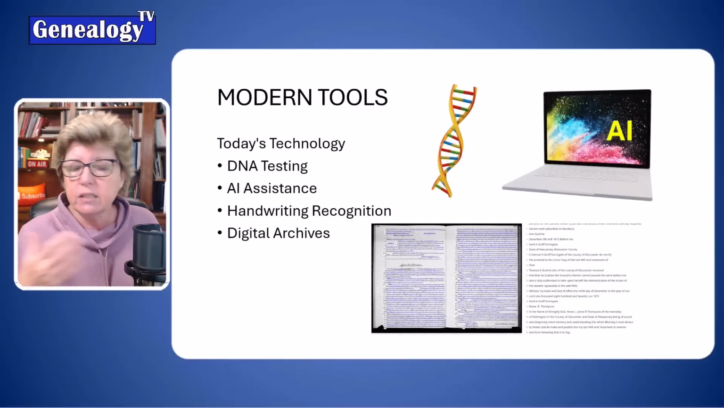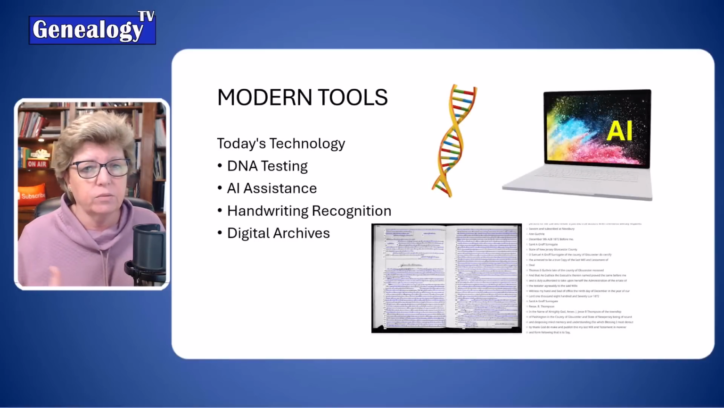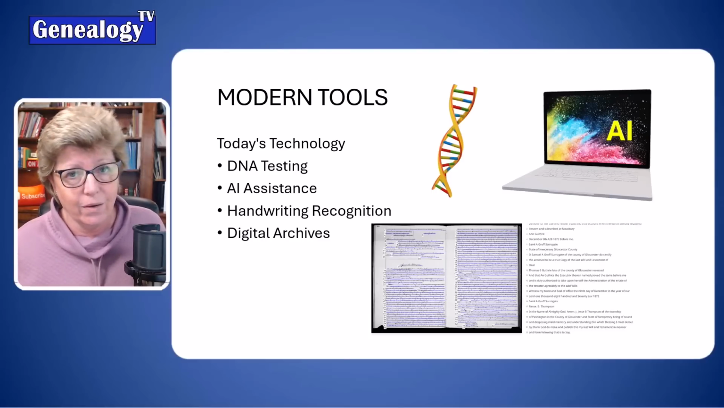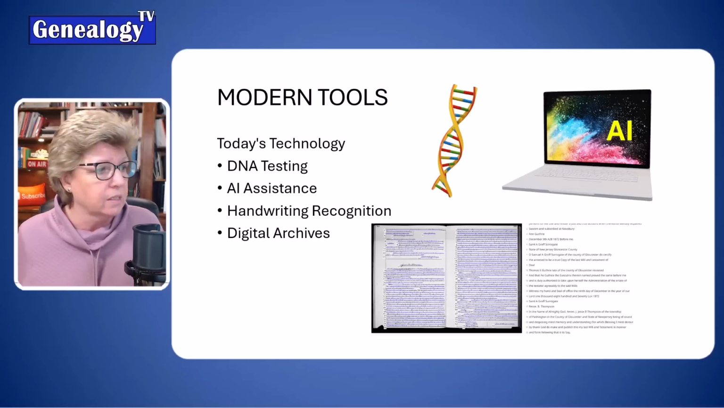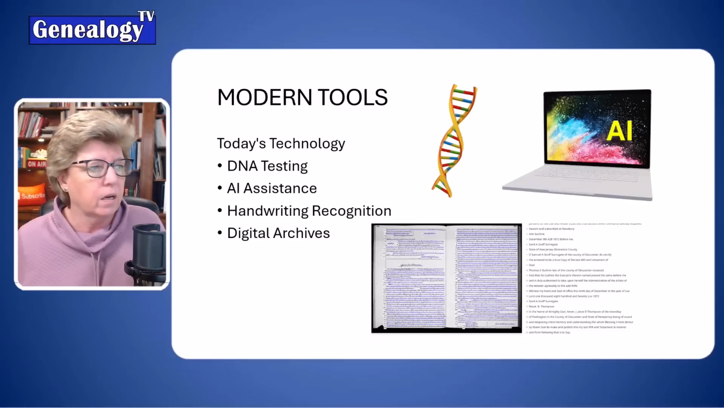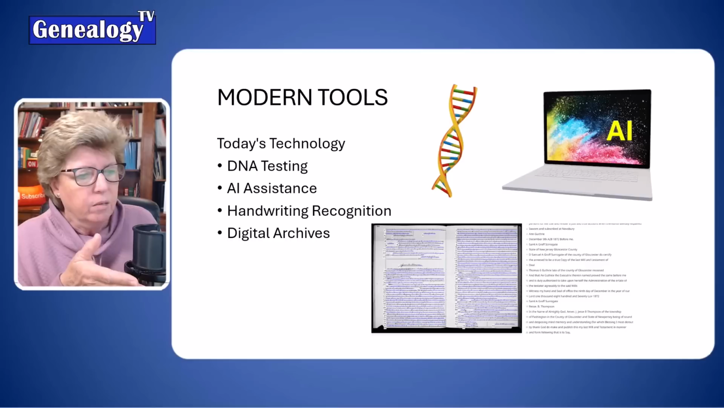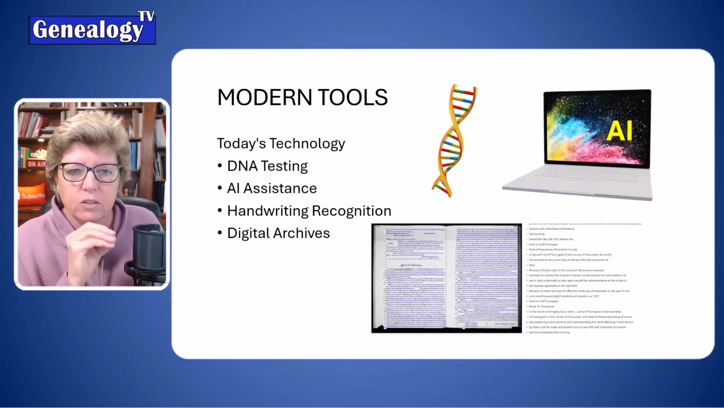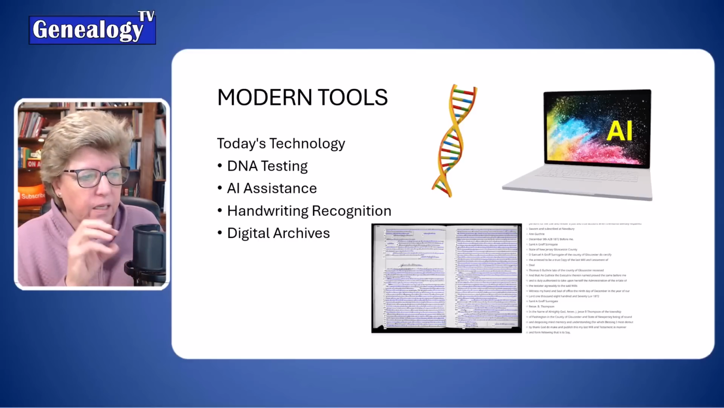Okay, so we've got some new modern tools. We're not going to get into that too much today, but we've got DNA testing. We've got AI assistance now that is doing some really remarkable things. We have handwriting recognition, which is just incredible. And then, digital archives. This screenshot, by the way, is not even noted here, but this is from Transkribus, I guess is how it's pronounced, where it is taking a handwritten document and transcribing it so you can copy and paste it.